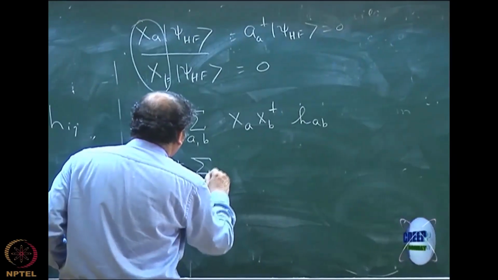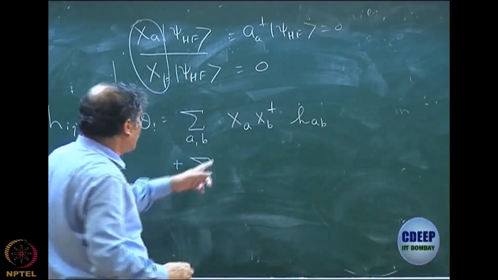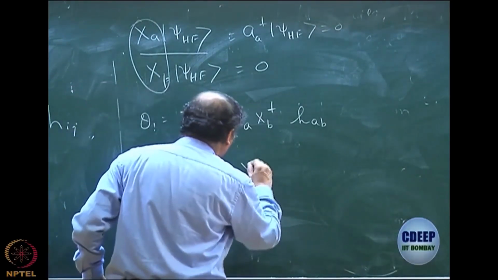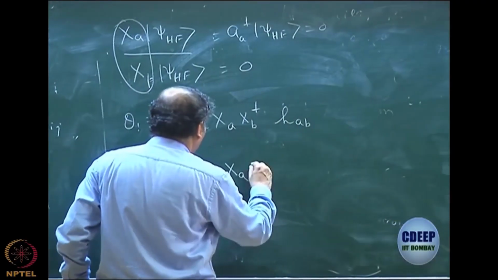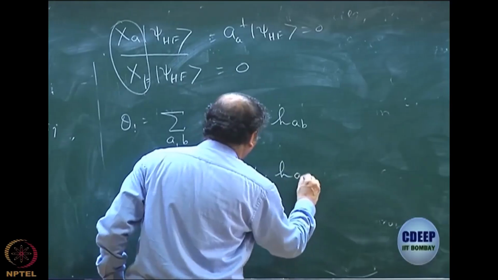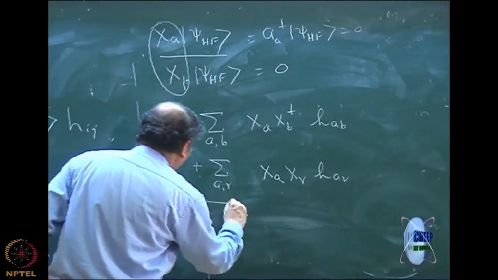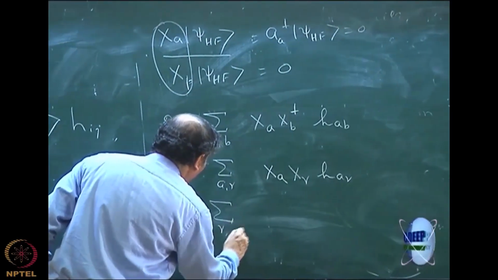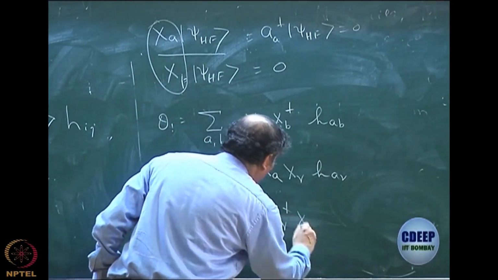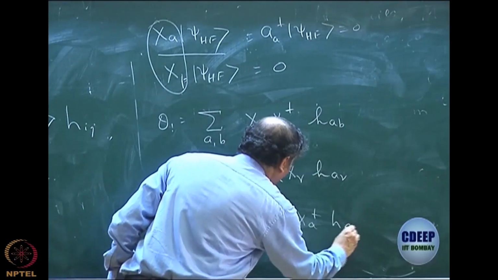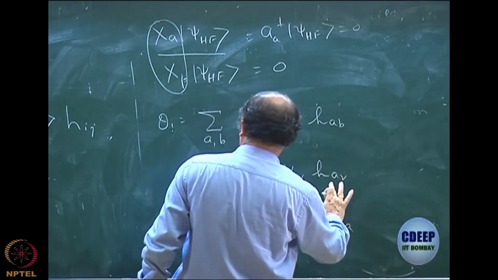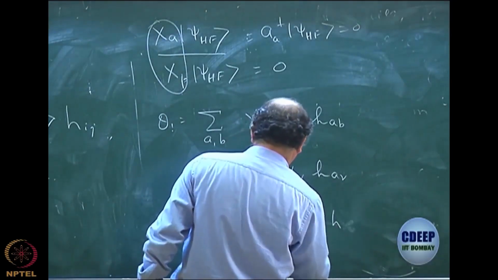Plus AR. So now I is A. So AI dagger AJ. So this will become XA. AJ will also become now XR, HAR, plus sum over RA. So now AI dagger will become XR dagger. This will become XA dagger. H RA.